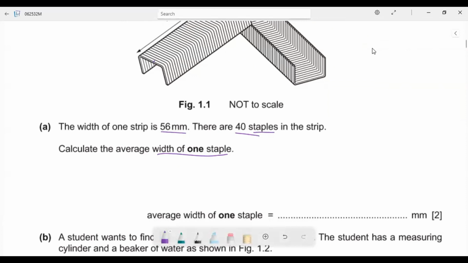So average width can be found by the total width divided by the number of staples. Here the total width is given as 56 mm and the total number of staples is 40. So 56 by 40 will be equal to 1.4 mm.